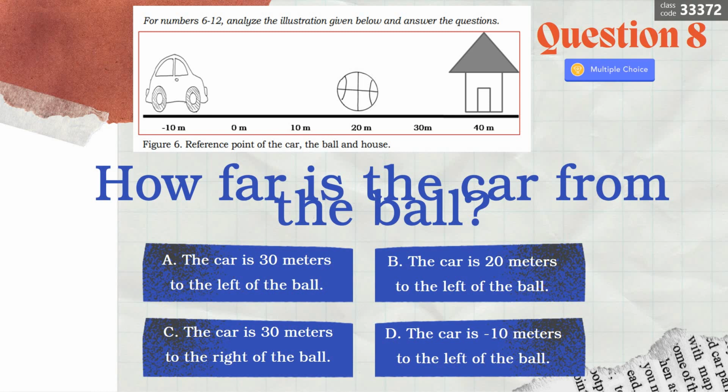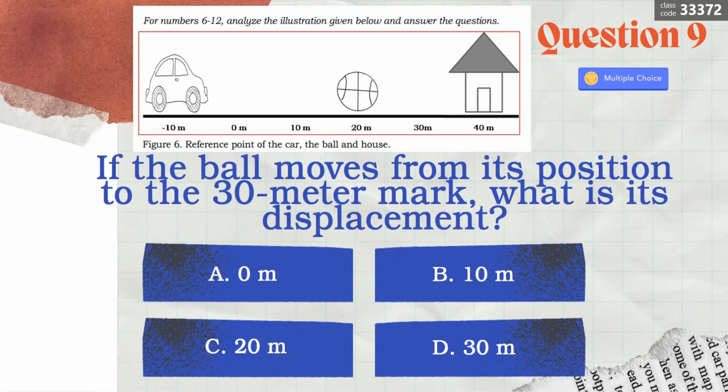Correct. It's letter A. The car is 30 meters to the left of the ball. Number 9. If the ball moves from its position to the 30-meter mark, what is its displacement? A. 0 meter. B. 10 meters. C. 20 meters. Or D. 30 meters. Very good. That is letter B.